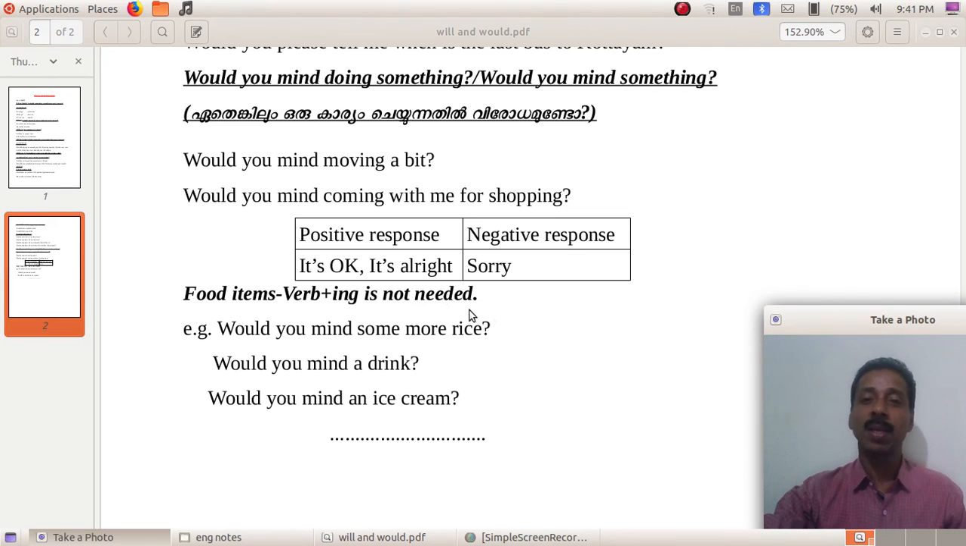Would you mind some more rice? Would you mind a drink? Would you mind an ice cream? Would you mind a coffee? Anything can be offered. Anything, any food item can be offered. Anything to eat or drink. Then would you mind plus that item can be mentioned.